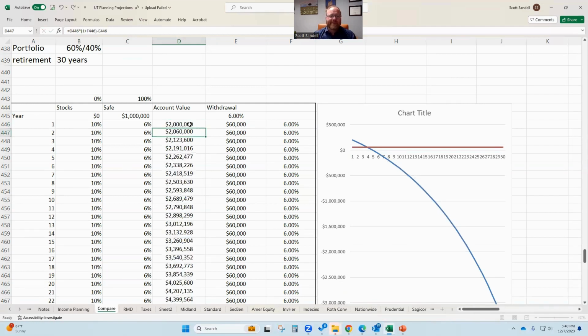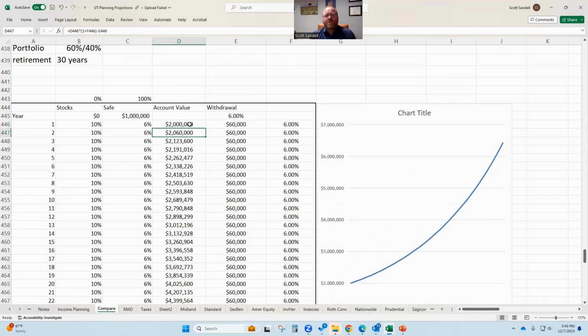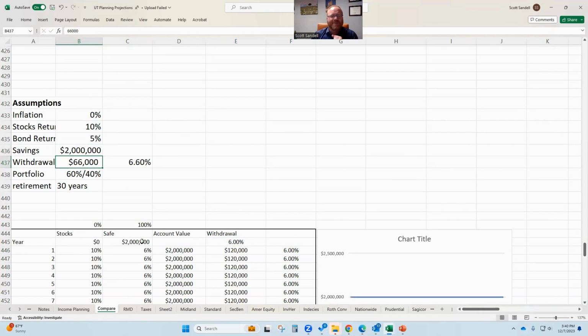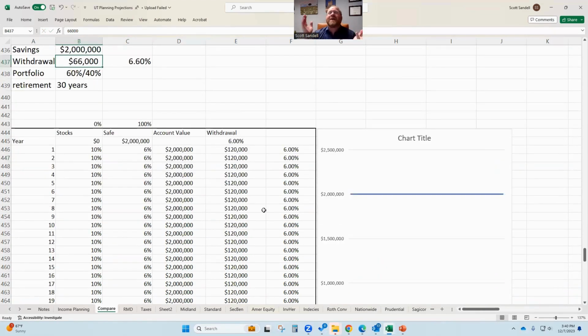Then of course you can pull as much as you want out of there. Wonders of spreadsheets. Got to find where you got the numbers at. So $2 million, then we can pull 120,000 a year.